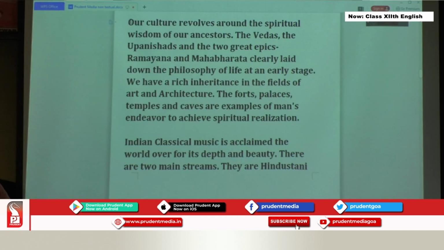Let's take a look at the second paragraph. Our culture revolves around the spiritual wisdom of our ancestors. The Vedas, the Upanishads, and the 2 great epics, Ramayana and Mahabharata, clearly laid down the philosophy of life at an early stage. We have a rich inheritance. There you are. Those are the keywords. They help you locate the answer. In the fields of art and architecture. So, what are the examples? The forts, palaces, temples and caves are examples of man's endeavor to achieve spiritual realization. So, there you are. You have your second answer.